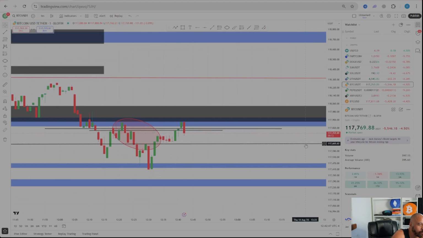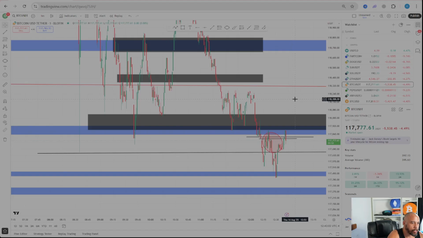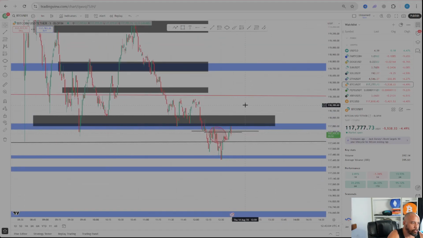Let's wait for a better entry. See how this holds up. Let's say you can knock on the door one more time. Knock on the door means to go back up and to test, to grab some more liquidity and to test this previous low.